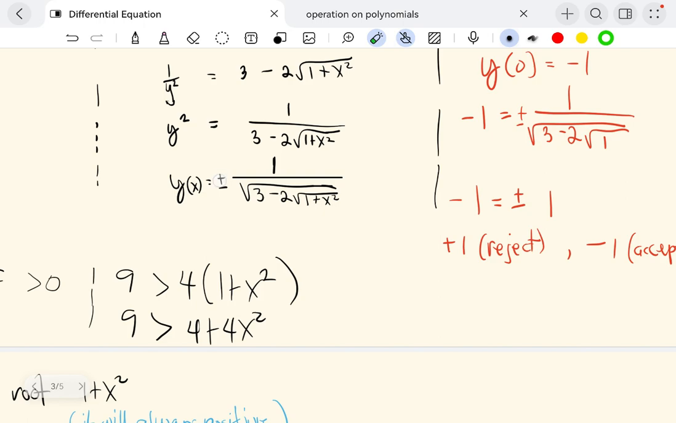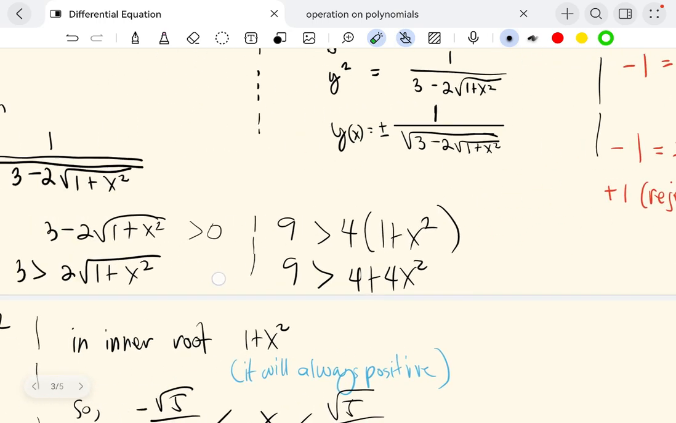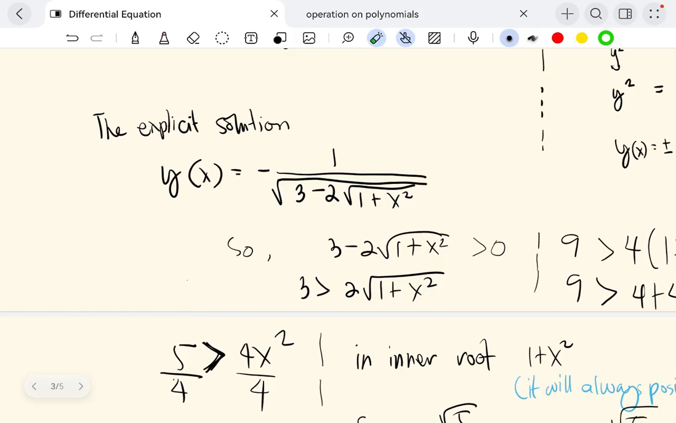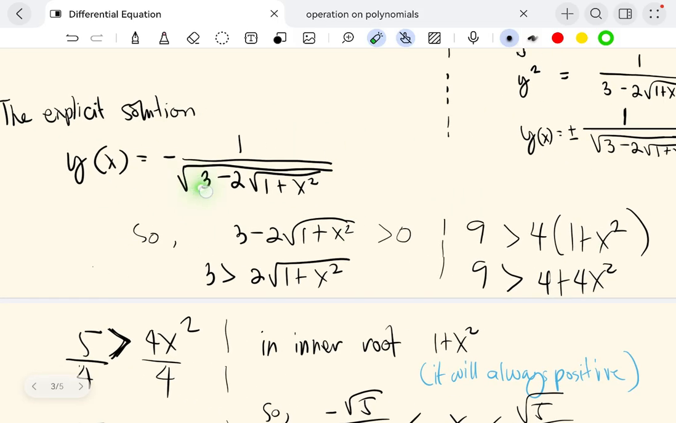So therefore, accept the negative and reject the positive. And you will end up with that. There should be the negative there. This is now your solution. Then, we need this one not to equal 0. Only this, because there is no variable there.